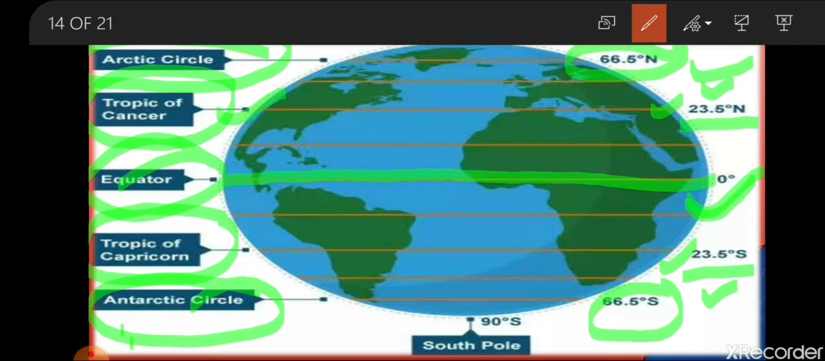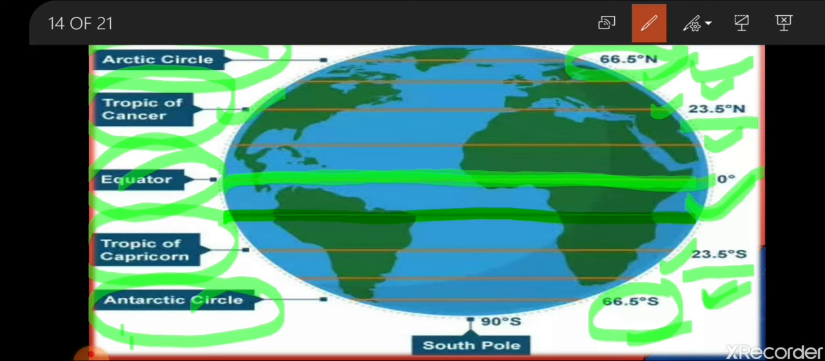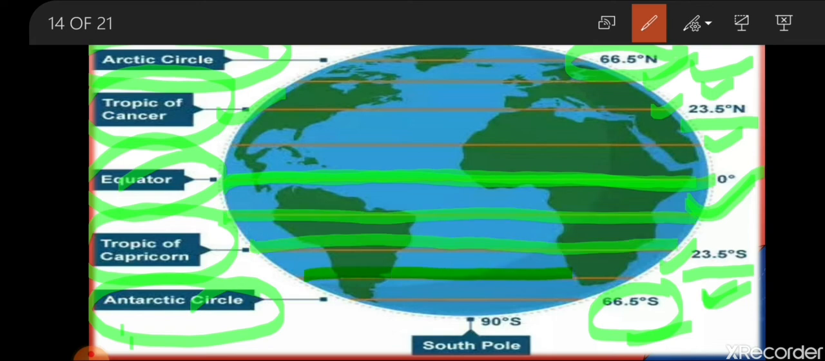Now next we have 23.5 degree north, that is the Tropic of Cancer, 23.5 degree south, that is the Tropic of Capricorn, 66.5 degrees north, that is the Arctic Circle, and 66.5 degrees south, that is the Antarctic Circle. We have two more lines. We can say that they are also lines of latitude, but they are in the form of a point. As you can see, the length of the line is continuously decreasing as we move towards the pole, and it becomes a point near the North Pole and South Pole. So near the South Pole it is 90 degrees south, and near the North Pole it is 90 degrees north.